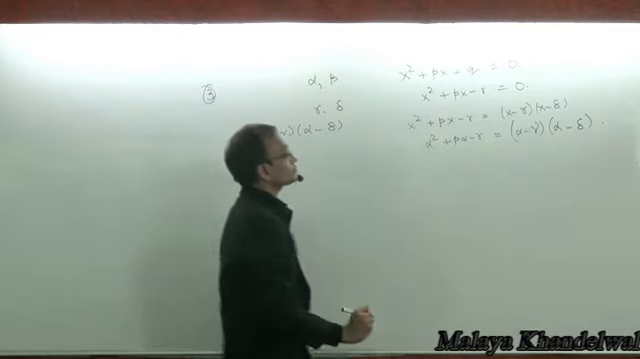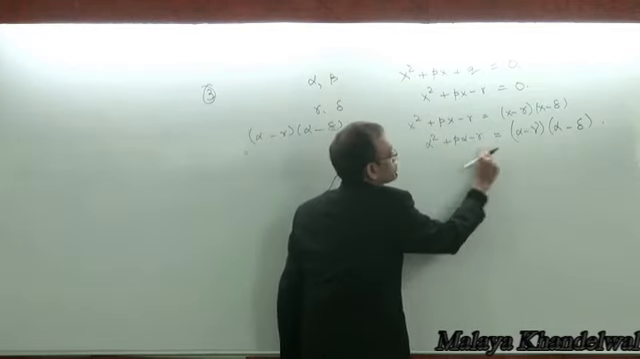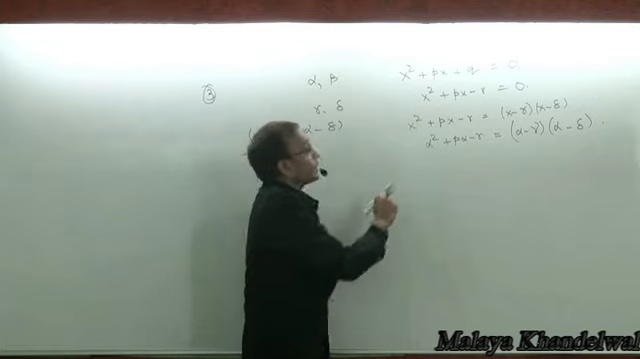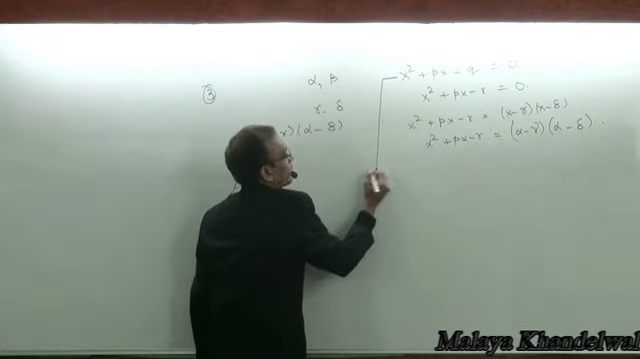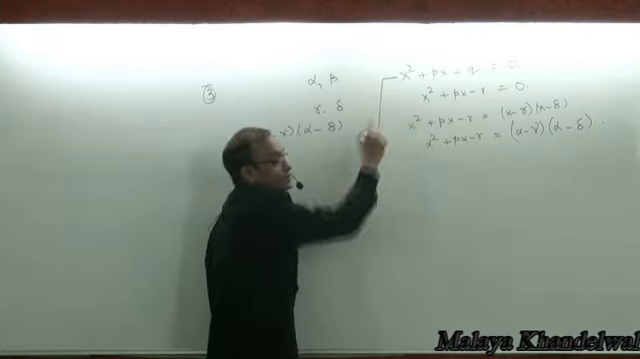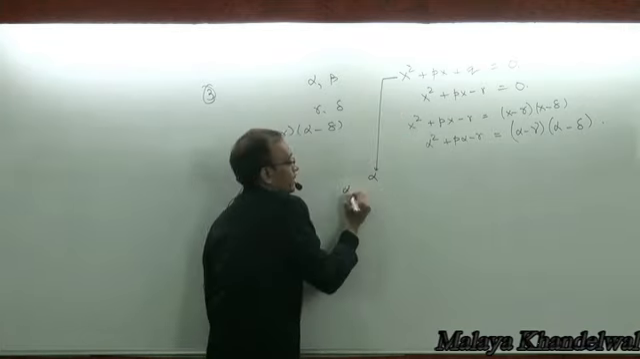Right? Now, I just need to simplify this. Realize that alpha is a root of this equation. Therefore, alpha squared plus p alpha plus q must be 0. So I can write alpha squared plus p alpha as minus q. This alpha squared plus p alpha could have been written as minus q. So this becomes minus q minus r.